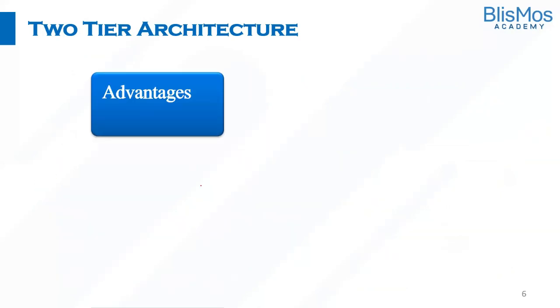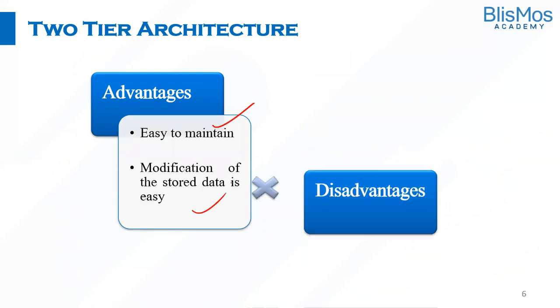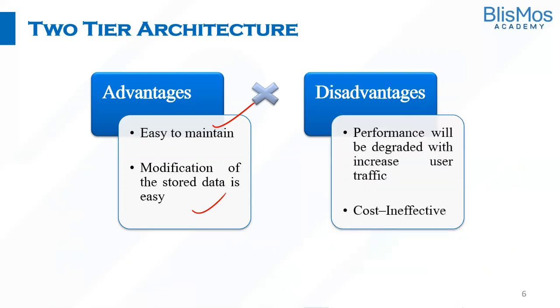In terms of advantages, two-tier architectures are easy to maintain. Modification of the stored data is easy, and obviously it will have disadvantages. Like to some extent, there is a performance issue. Performance will be degraded if the number of users accessing the data warehouse is more. It is also to some extent cost ineffective as compared to the three-tier architecture.